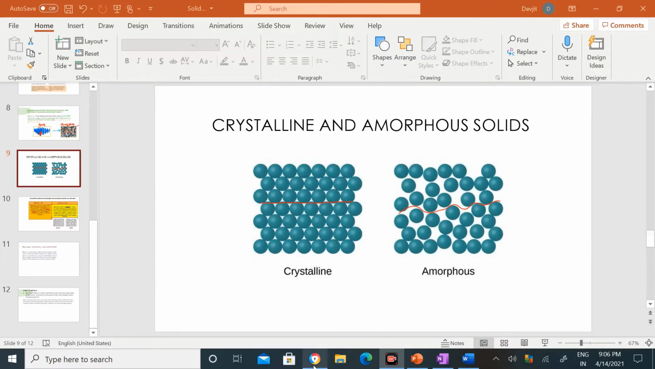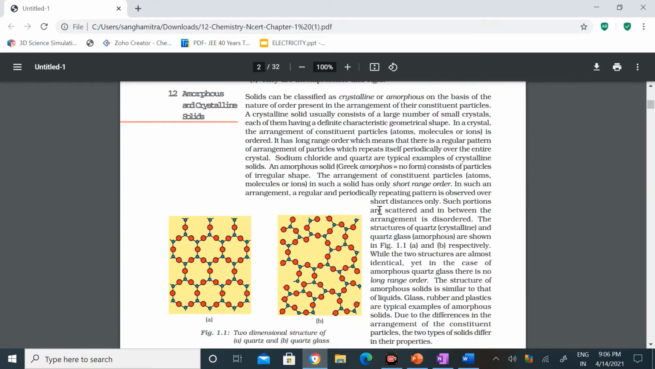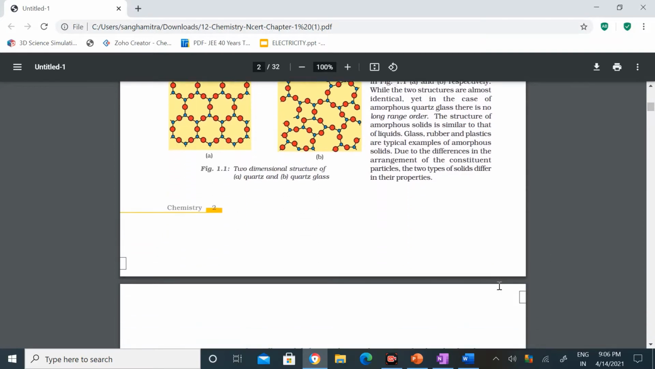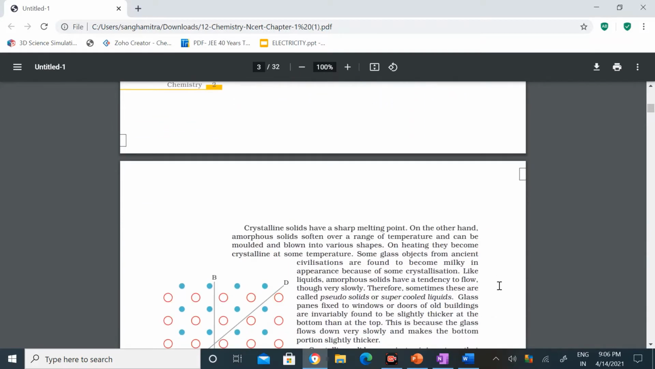So let's check out what is there in NCERT. In NCERT, in the last class we discussed long range order as well as short range order. Please mark this, very important. Short range order is basically used for amorphous solid and long range order is used for crystalline solid. We have also discussed quartz and the difference between quartz and quartz glass.